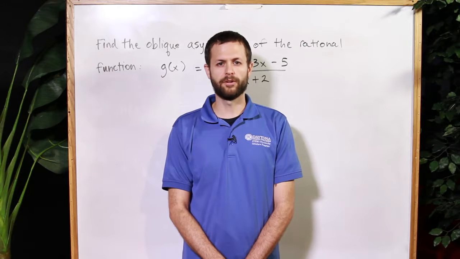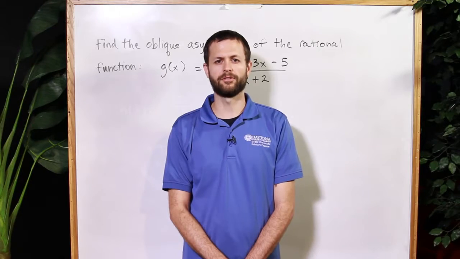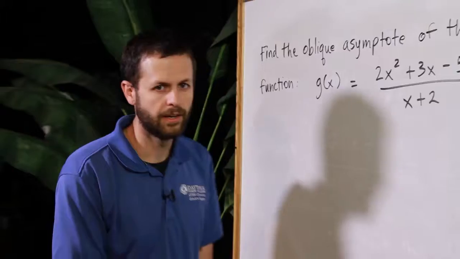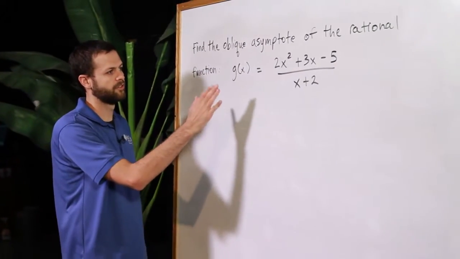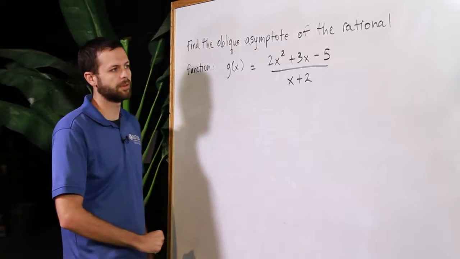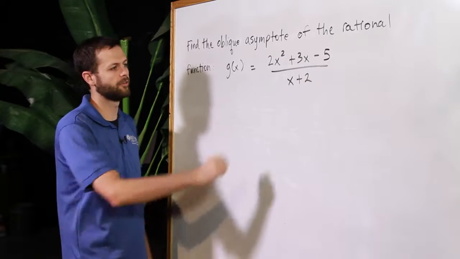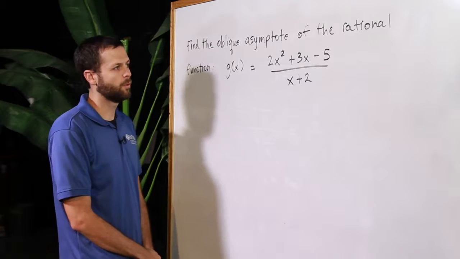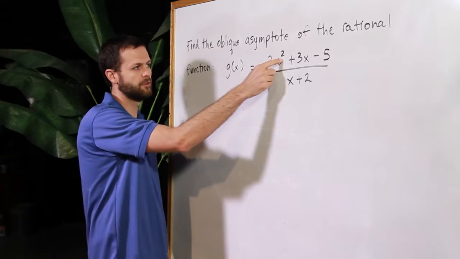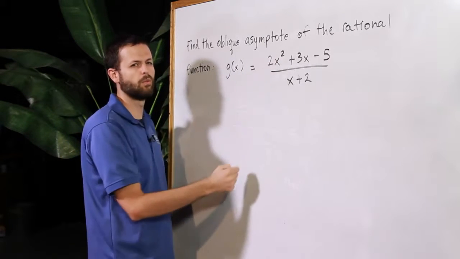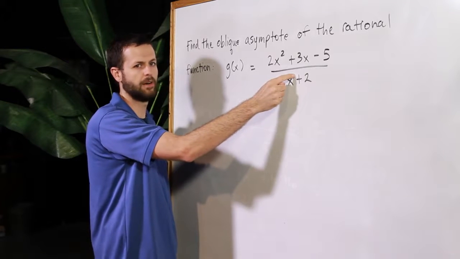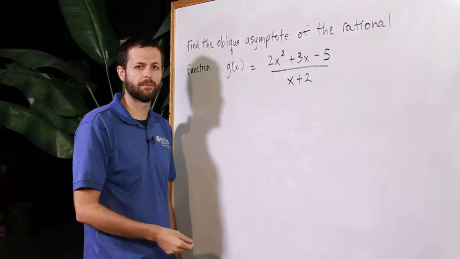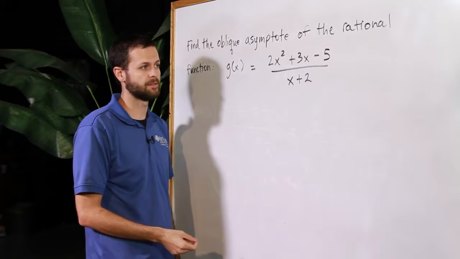In this problem, we want to find the oblique asymptote of a given rational function. We're given the rational function g of x equals 2x squared plus 3x minus 5 all over x plus 2. What we want to first note is that the degree of the numerator, which is 2, is 1 larger than the degree of the denominator, which is 1. Whenever this happens, I'll obtain an oblique asymptote.